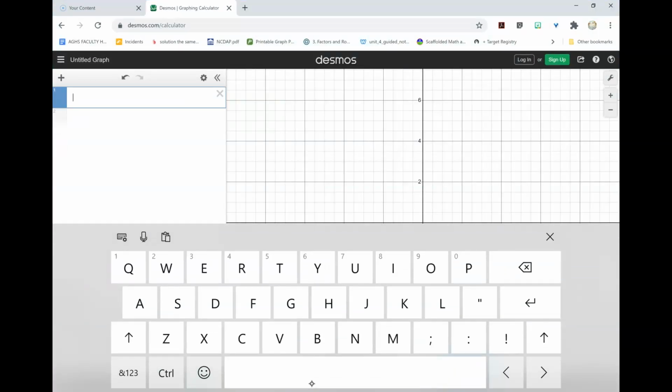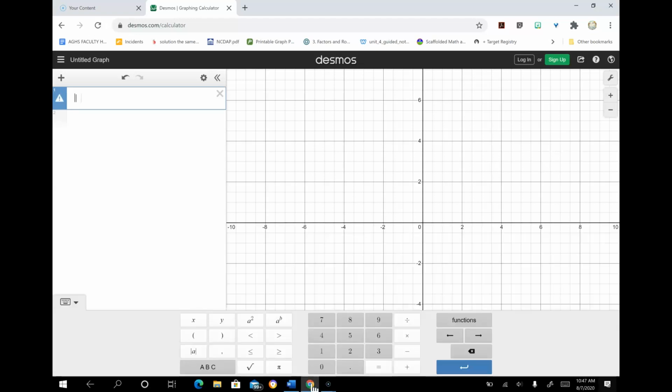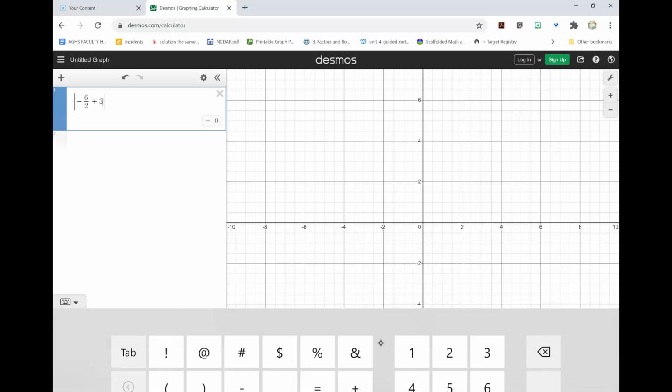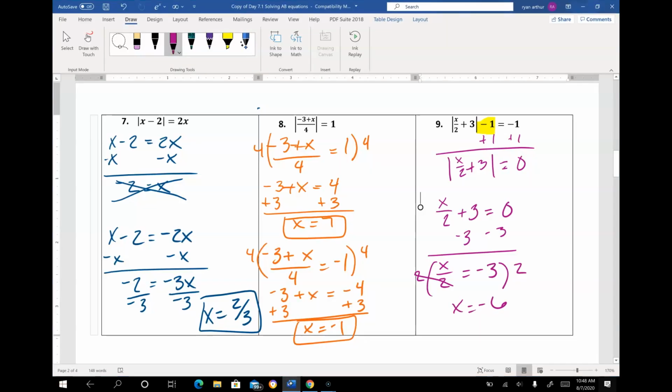So I'm going to say the absolute value of x divided by 2. So we're going to say negative 6 divided by 2. Okay. It really doesn't matter what that negative is. So we're going to get out of that and then say plus 3. Close your absolute value bars. It equals 0, which is what we wanted. So negative 6 is the solution. Okay. So that is it for the examples.